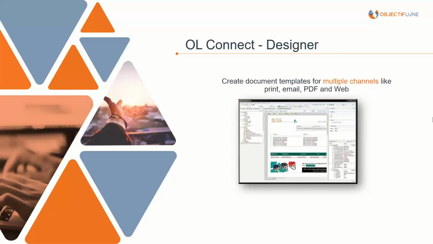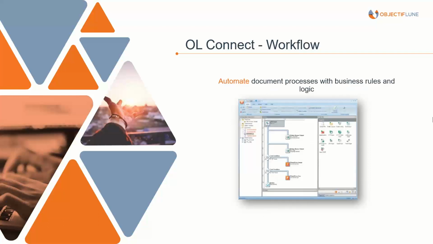The second part is our designer. So we are a template-based software, and we can create these templates for print, email, PDF, and web. The reason we can do email and web is because our designer is built natively in HTML, CSS, and JavaScript. Our workflow component, the third part, is where all of the automation takes place. And this is where you can create a step-by-step document workflow based on business rules and logic.